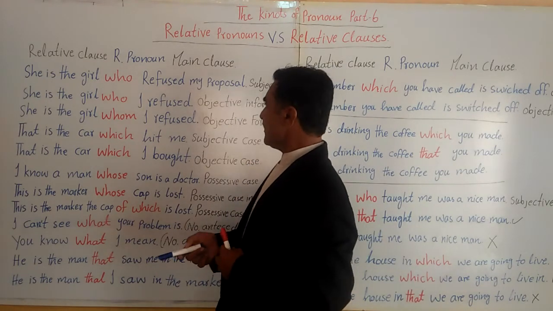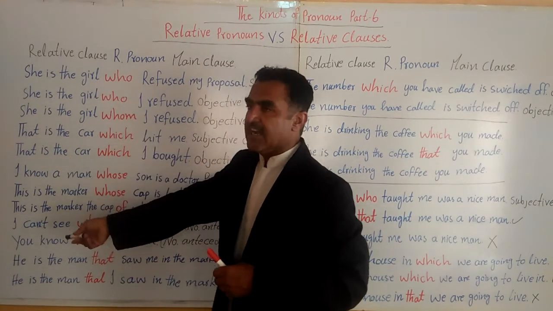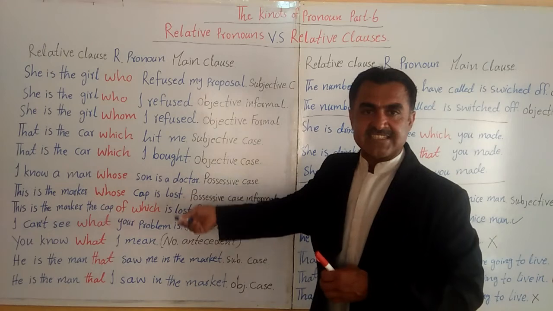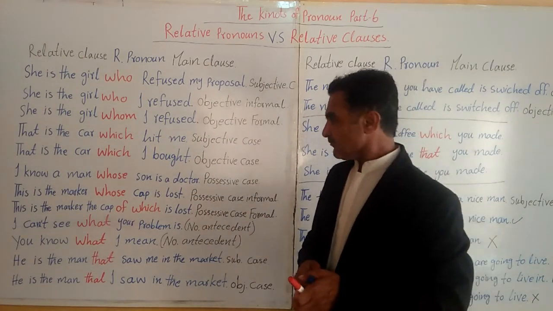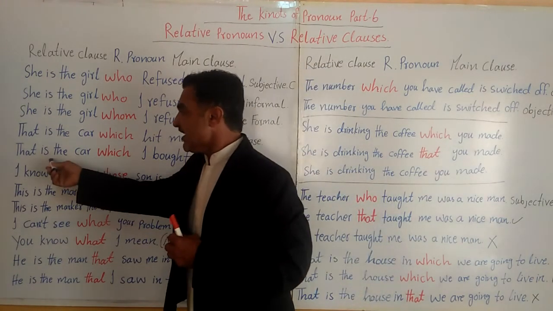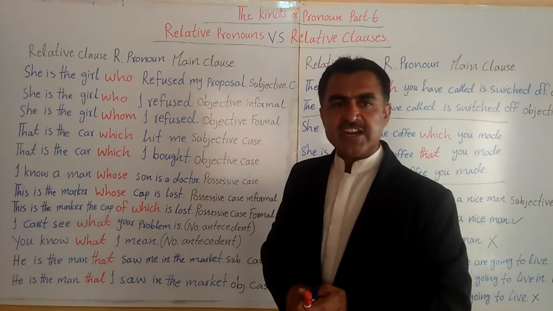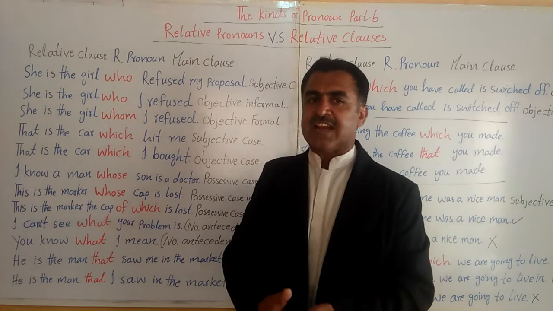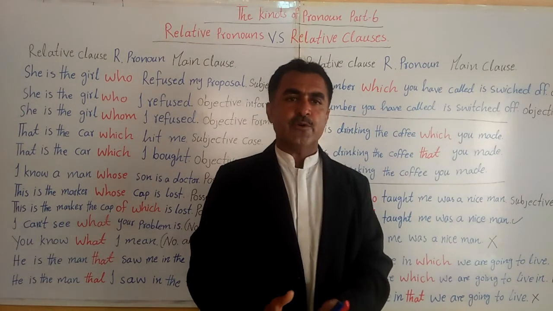But here I want to tell you this part is called relative clauses, and this part is called main clauses, or result clauses. The result is shown here, the relation is shown here. So I think you have understood the difference between the relative pronouns and relative clauses. So I think that is the end of the video.